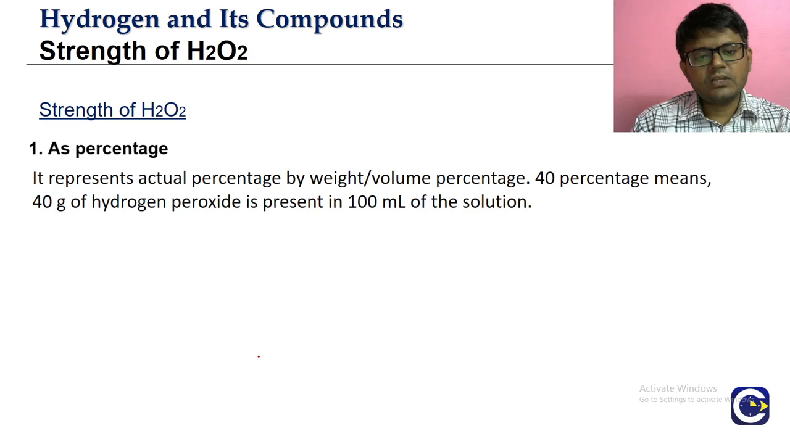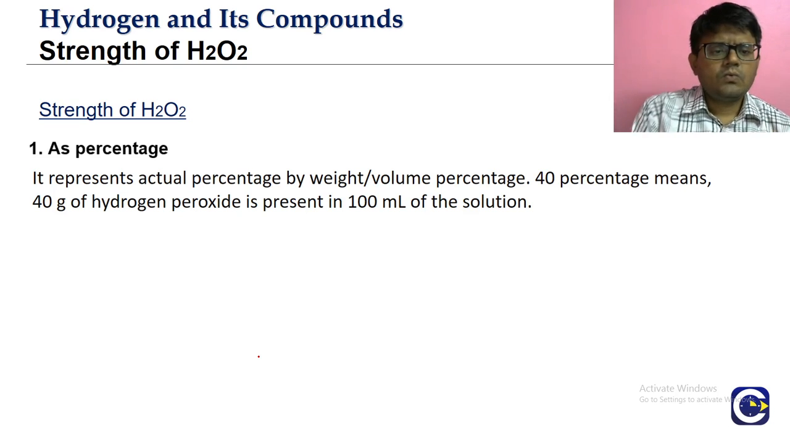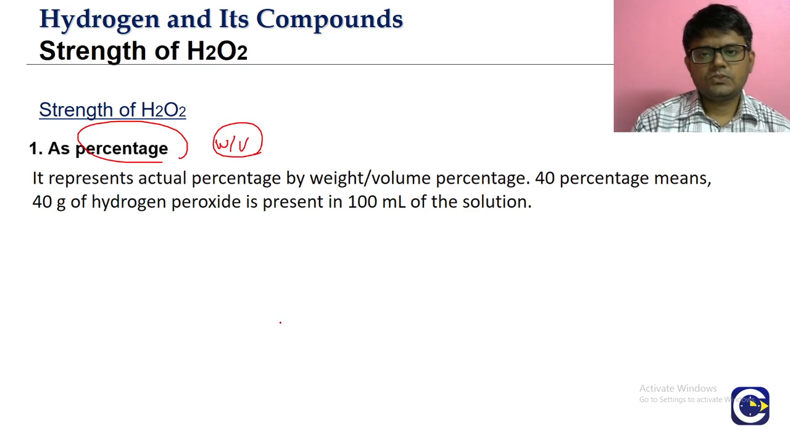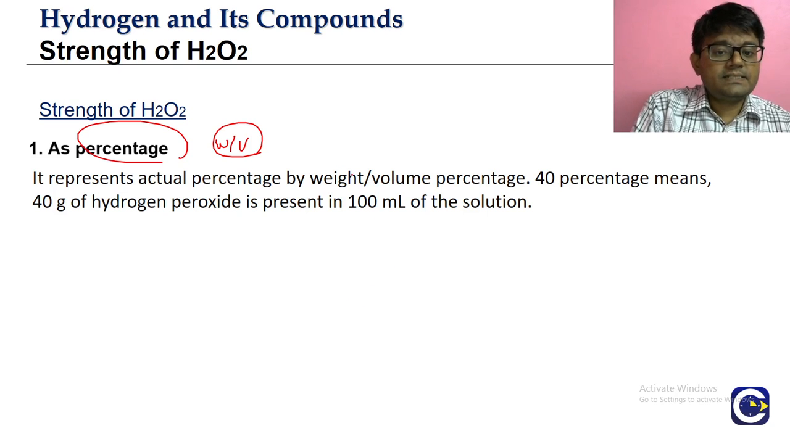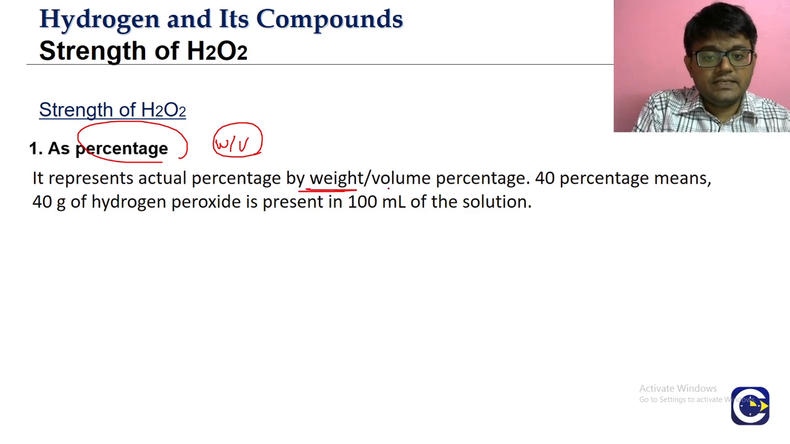When we talk about the strength of hydrogen peroxide, we will define the strength mainly in two ways. One is what we call the percentage weight by volume. So this is one way of defining the strength of hydrogen peroxide. What do you mean by percentage weight by volume? It basically represents the actual weight of the hydrogen peroxide in the total volume of the solution.